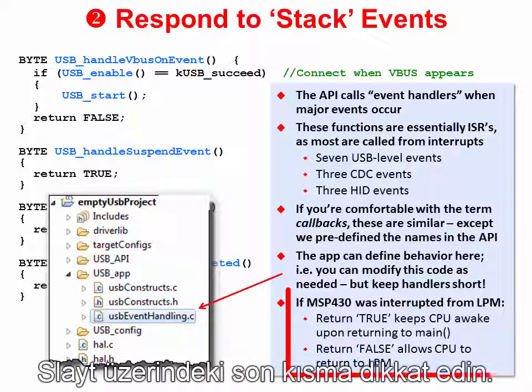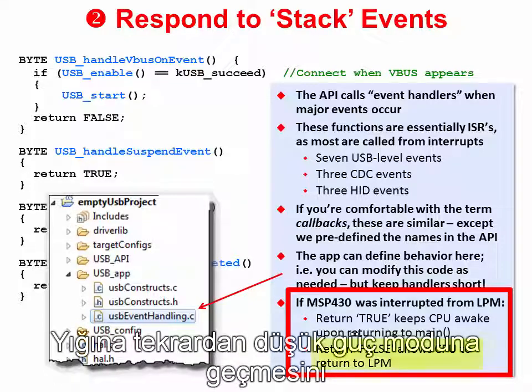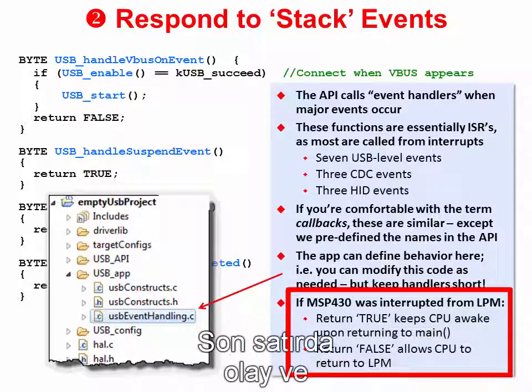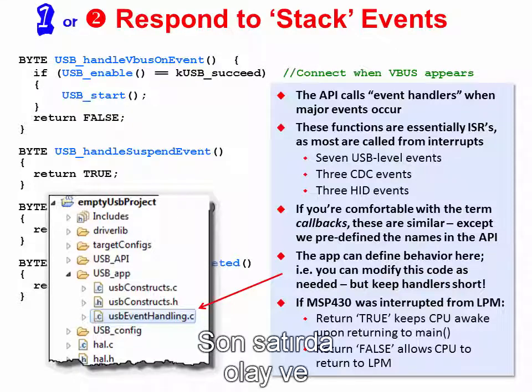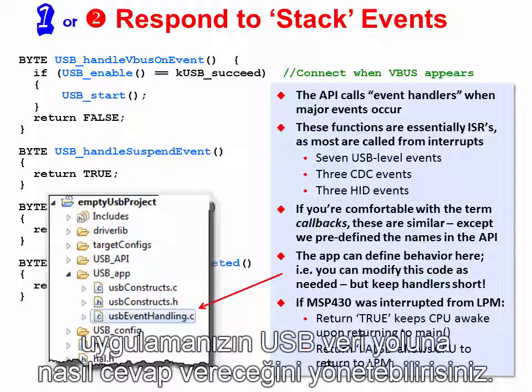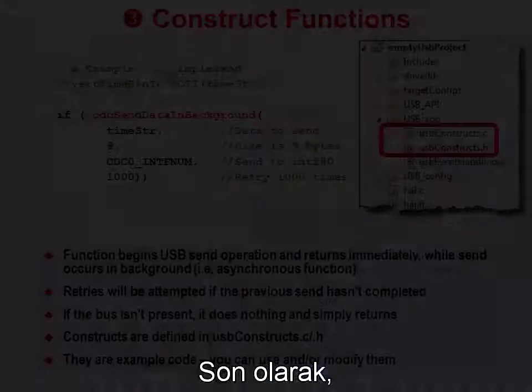Take note of the last bullet on this slide, as it's quite handy. You can tell the stack to let you go back to low power mode or stay running based on the return value you set in the event handler. Bottom line, you can use the combination of events and the connection state function from our previous slide to manage how your application responds and uses the state of the USB bus.